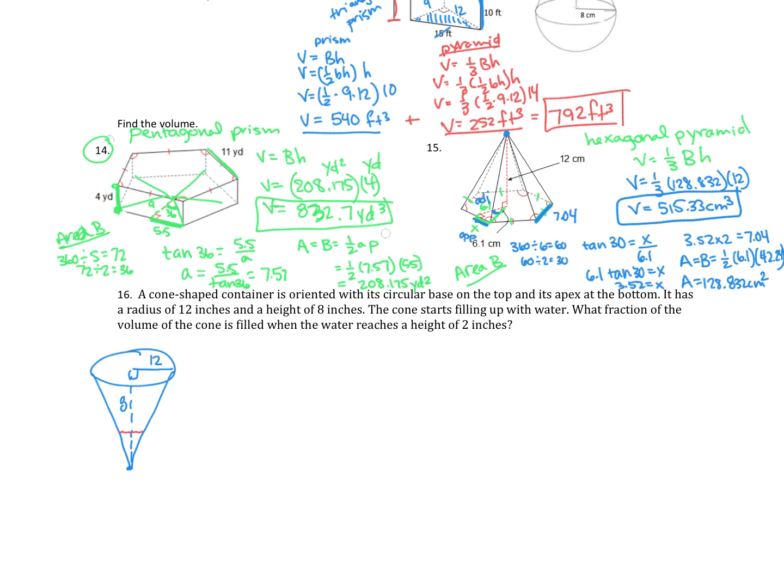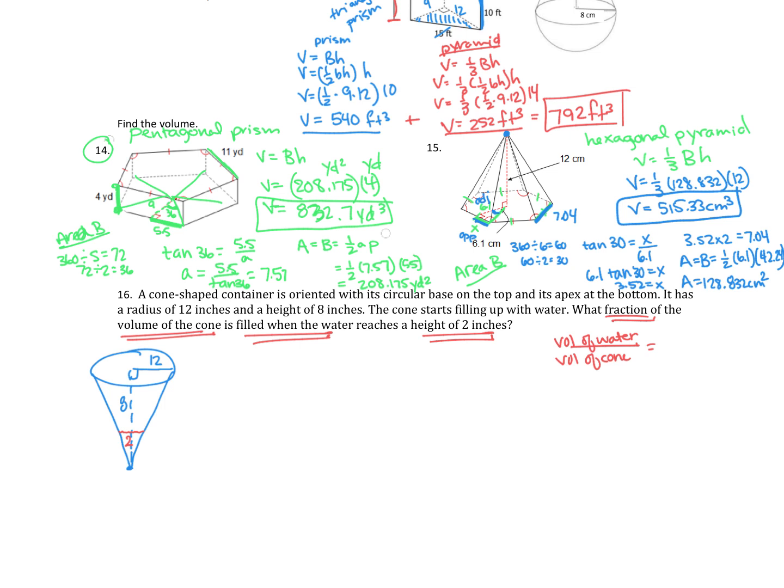So I have water down here, and my water is a height of 2. And I'd like to find out what fraction of the volume of the cone is filled with water when it's at that height of 2. So I want to find the volume of the water divided by the volume of the cone. That will equal the fraction of the cone that's filled with the water. Like, is it half the cone? Is it 1/3 the cone? Is it 1/4 the cone? Is it 1/12 the cone? Like, what portion of the cone is filled with this water?